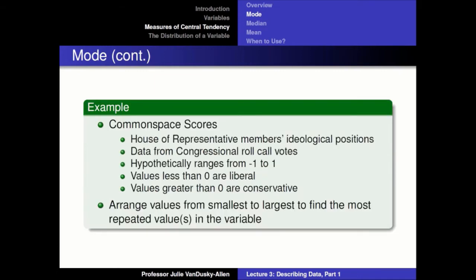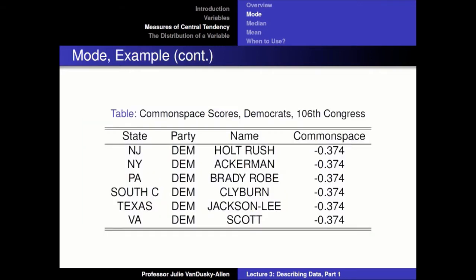To demonstrate how to calculate the mode for a more realistic variable, I will use the common space scores from the 106th Congress. Common space scores measure House members' ideological positions by using roll call votes. Common space scores range from -1 to 1, with values less than 0 being liberal and values greater than 0 being conservative. In this particular example, I arranged the data from the smallest to largest value.